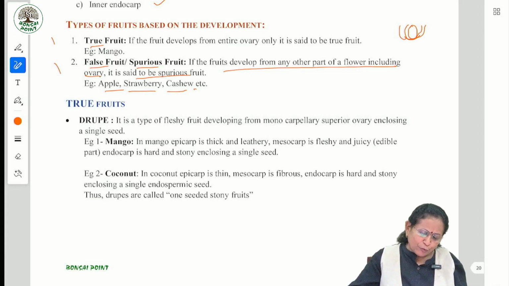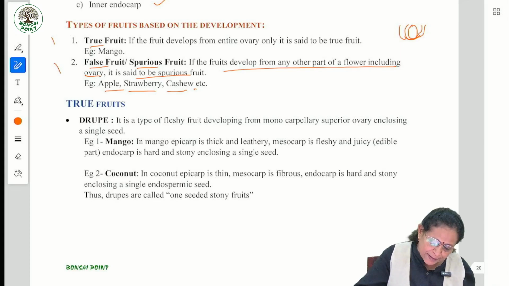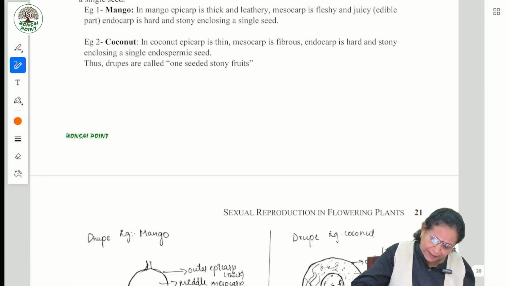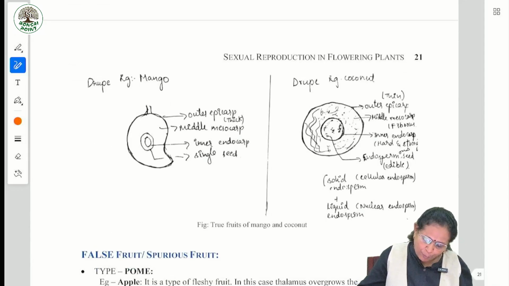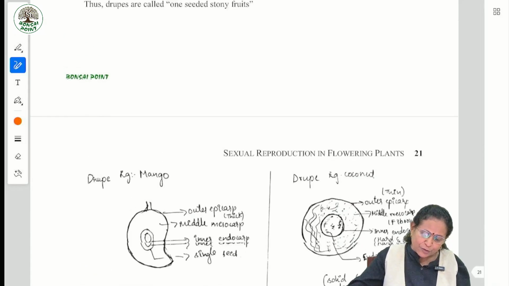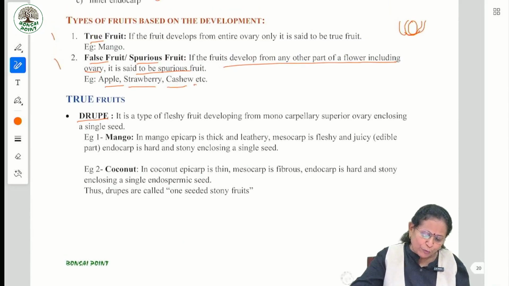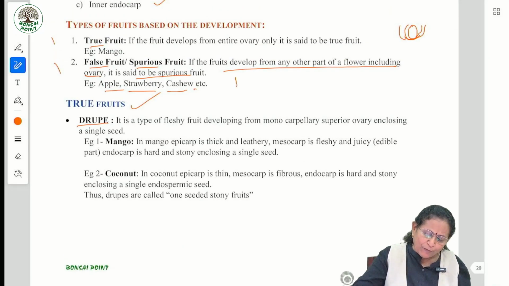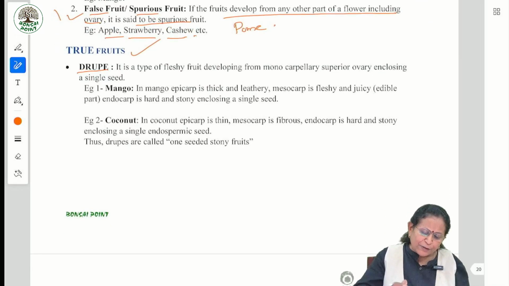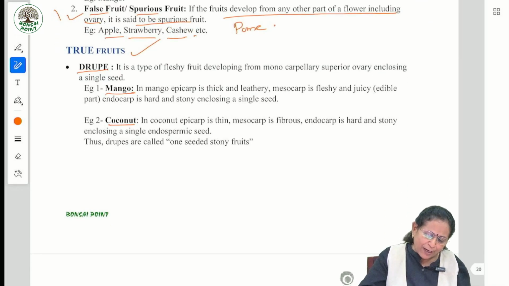Yes, true fruits. I told you the meaning. If it develops from the entire ovary, under that we have 2 examples: one is drupe and the other is pome. Drupe is for true fruit, and for pome we have an example of false fruit. Under drupe we have 2 examples, mango and coconut.